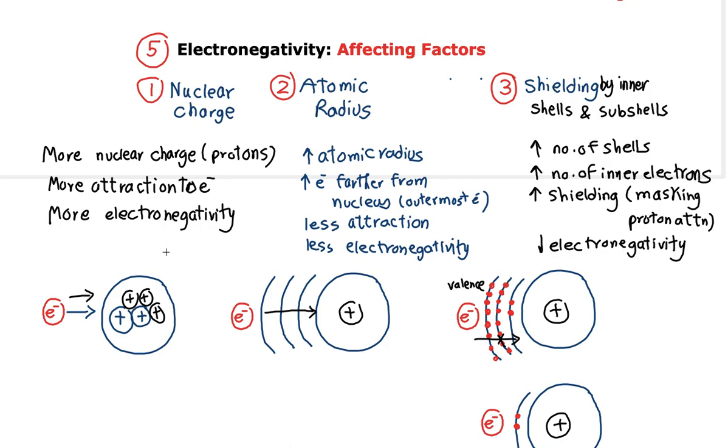Increasing nuclear charge causes an increase in electronegativity. Increasing the atomic radius causes a decrease in electronegativity. Increasing the shielding causes a decrease in electronegativity. So three factors and their effect: nuclear charge, atomic radius, shielding.